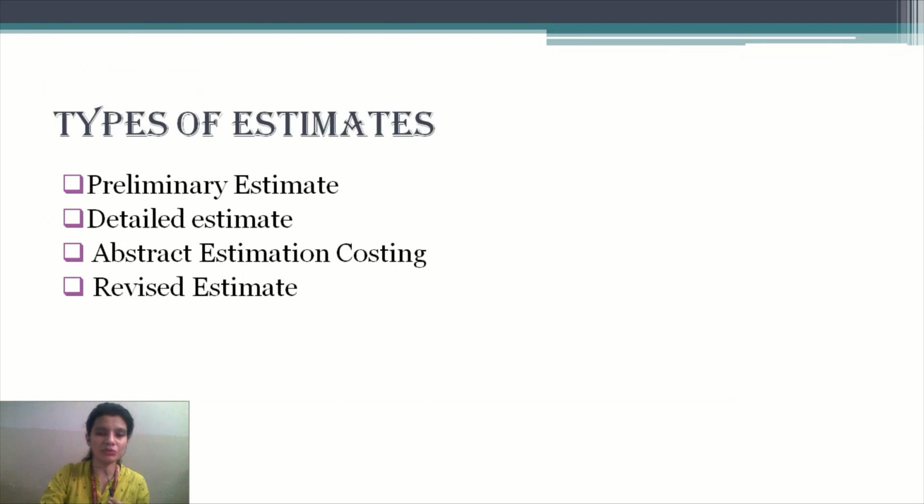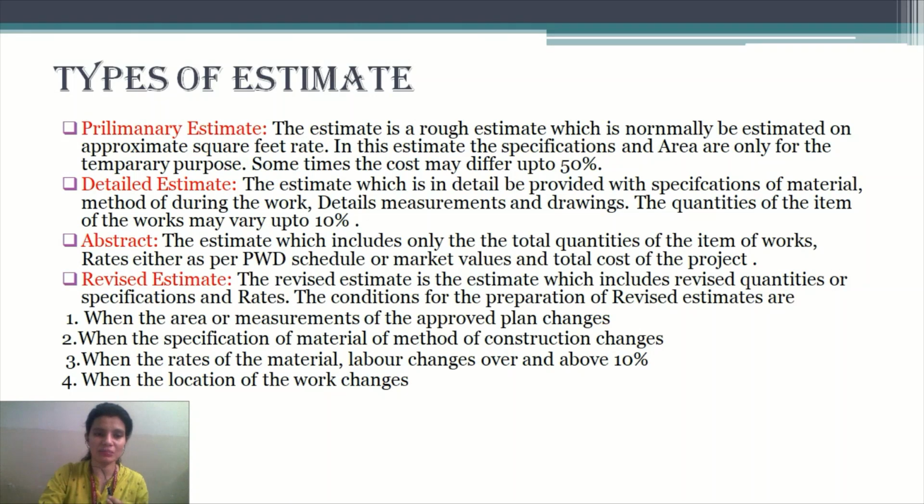Now, different types of estimation. There are many types of estimation, but in this presentation I am going to cover simply four types. The important types are the preliminary estimate, detailed estimate, abstract estimate (costing), and the fourth one is the revised estimate. Starting with the first type, that is the preliminary estimate.